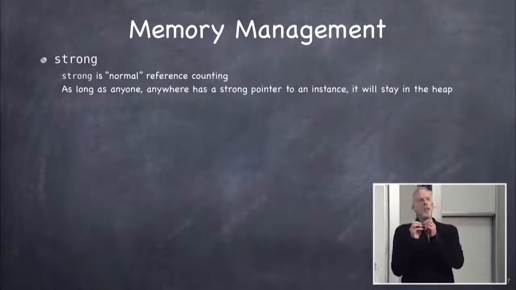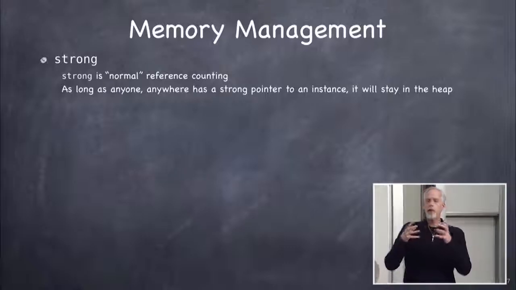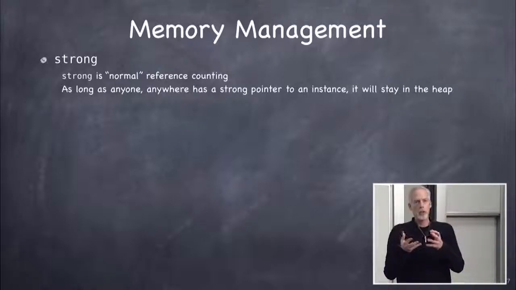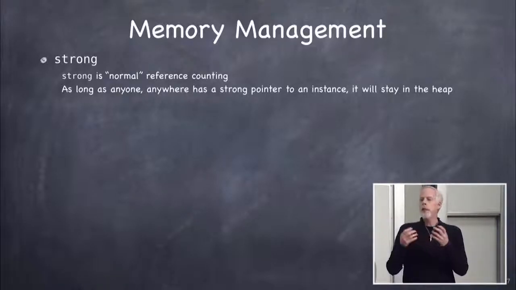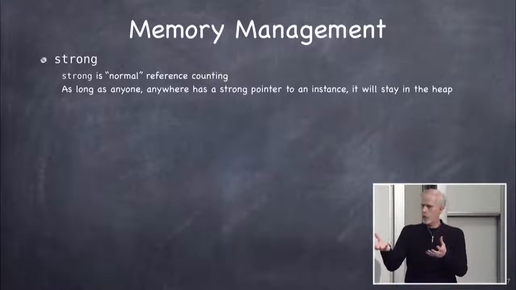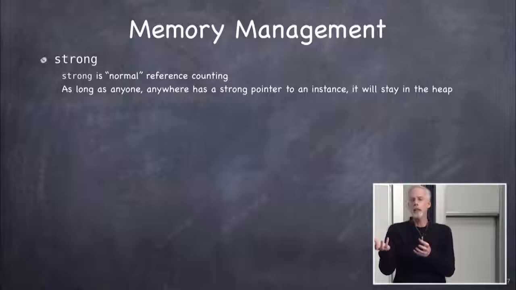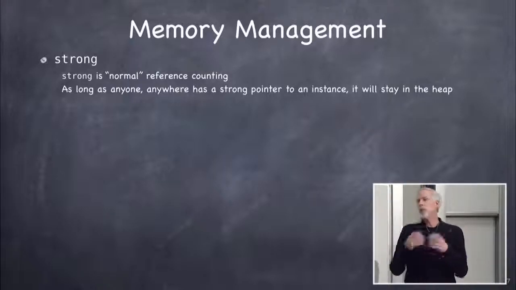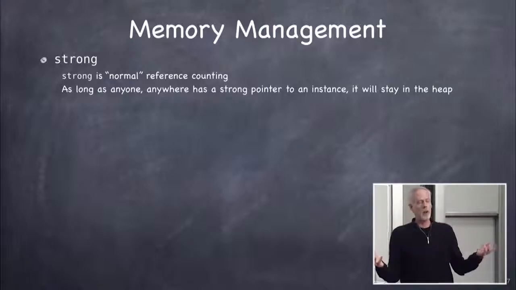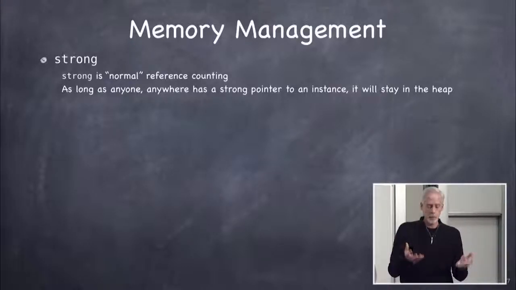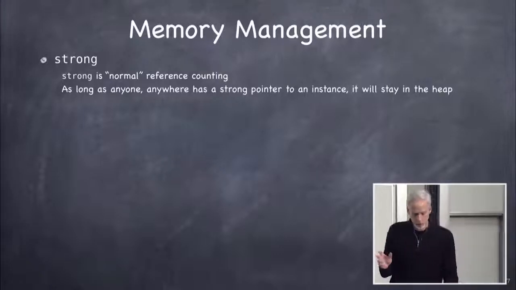Strong, this is normal reference counting. If you have a strong var, or strong let, to something in the heap, then that thing will stay in the heap as long as that var exists. It's strongly holding that thing in the heap. This is the default. You don't even ever type this keyword because it's the default. Okay? Every var, unless you say it's weak, is going to be strong. So it's simple, works magically.